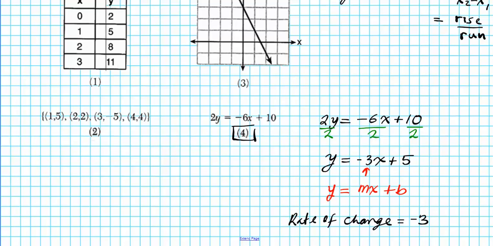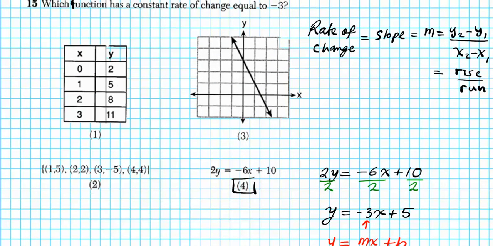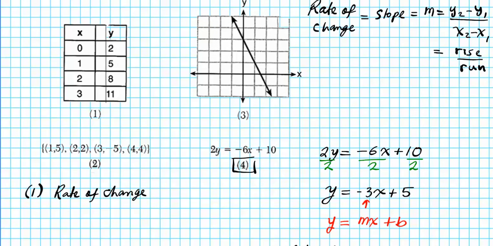Okay, now let me go over the other ones, because it's important to know how to compute the rate of change with any of these representations. For option 1, to compute the rate of change, we're going to use the slope formula, the coordinate form, okay? So we're going to do y2 minus y1 over x2 minus x1, okay? So this will be our y2 and our y1, and this will be our x1 and x2. Just pick any ordered pair and call them two ordered pairs, and then you label them accordingly.